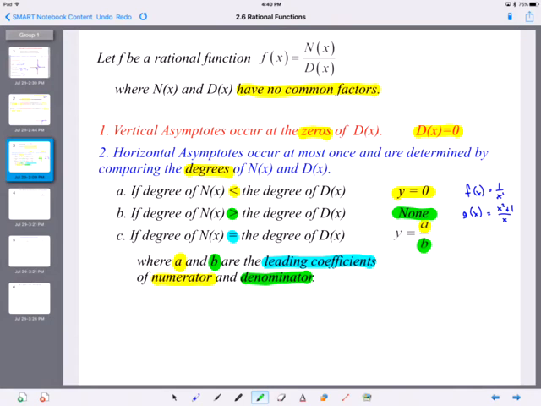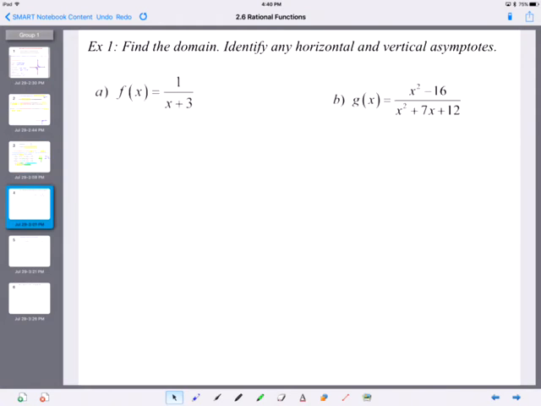We're also going to talk about the domain. We know which one of these has to do with the domain. It's your vertical asymptote, because your domain has to do with your denominator, and your vertical asymptote has to do with your denominator. So let's take a look. First example, find the domain and then identify any horizontal and vertical asymptotes.